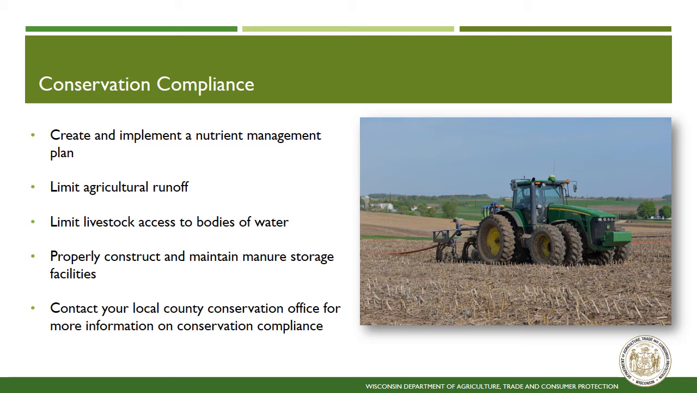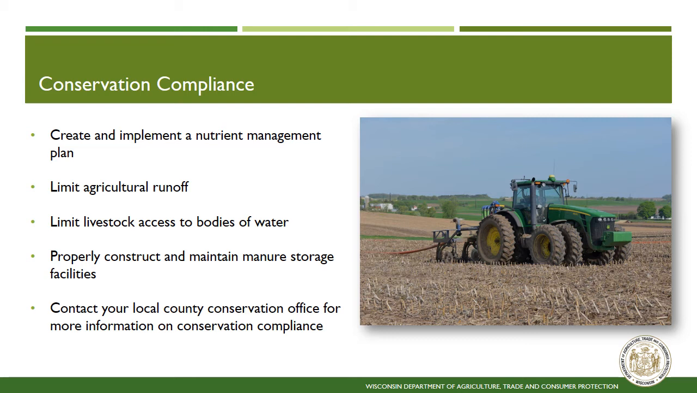Participants must also limit agricultural runoff, which includes preventing direct discharge from feedlots, stored manure, or wastewater into surface or groundwater. Livestock access to bodies of water must also be limited or managed in order to maintain a vegetative cover and to prevent erosion, and manure storage structures must be properly constructed and maintained to prevent overflow or failure.